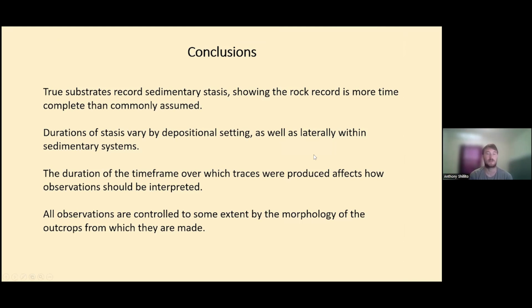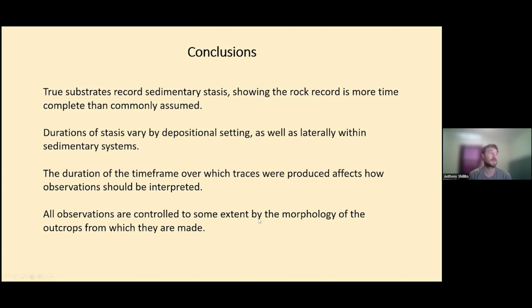Durations of stasis vary dramatically by depositional setting as well as within sedimentary systems. And we've got to take this into account when interpreting our observations. Are we looking at a snapshot that lasted 10 minutes? Or are we looking at a bedding surface that's recording 10 years? Because we should interpret interactions between the traces differently depending on the duration of stasis.